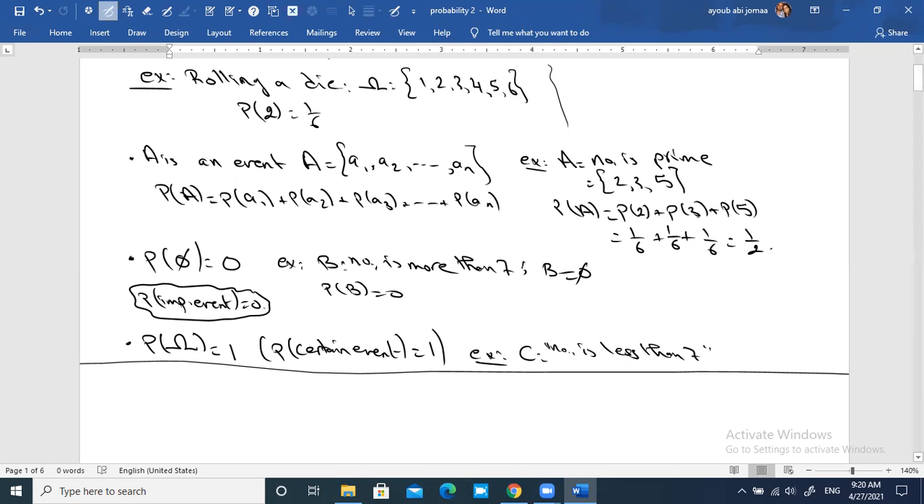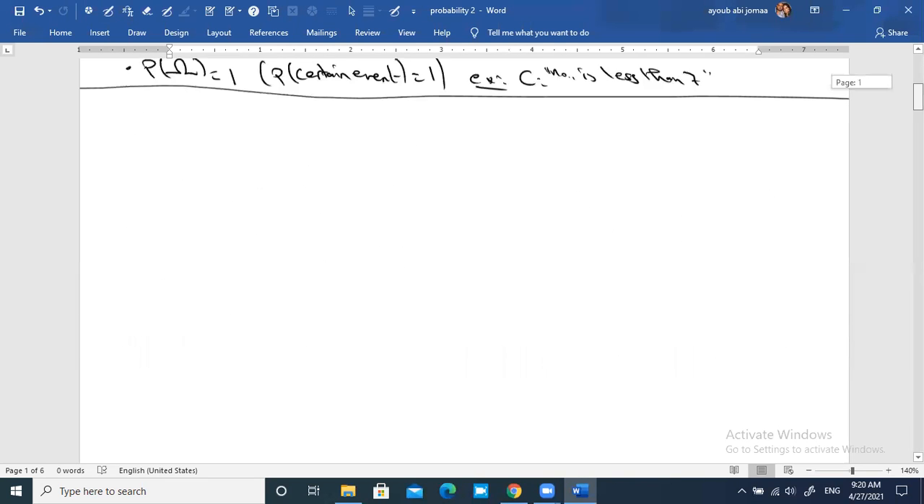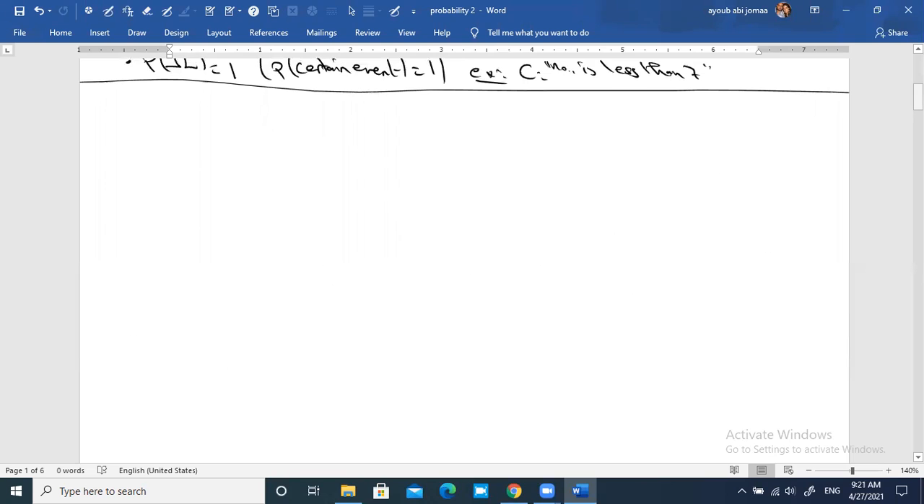It depends on the given. Now we are going to define the equiprobable space, or uniform space. Here we see how to find the probability in this sample space.